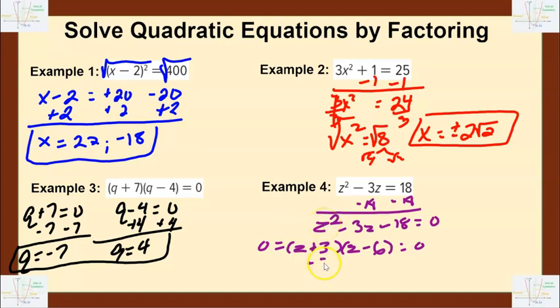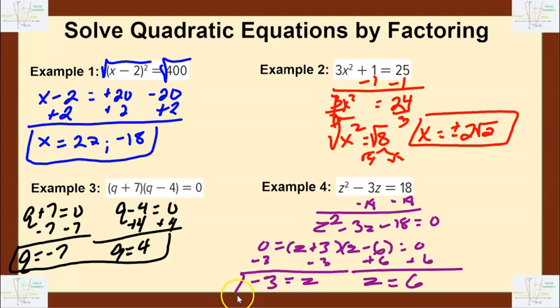So here I'm going to subtract 3, and z is going to equal a negative 3. Now on this side, I'm going to add 6 to both sides, and I'm left with z equaling a positive 6. So my two solutions here would be negative 3 and positive 6. So that is how you can solve quadratic equations by factoring and using the square root property.